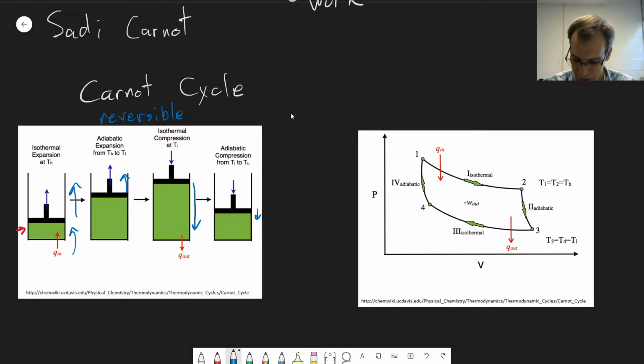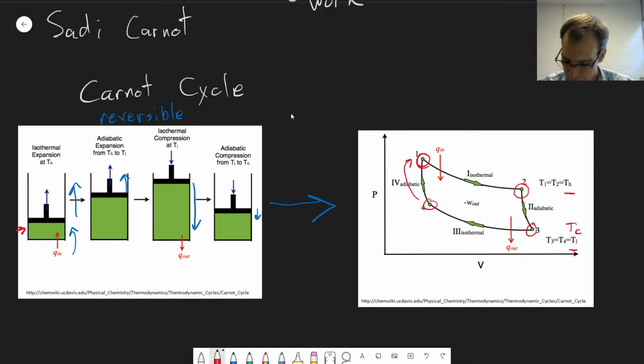What this looks like on a PV diagram is that we start at state 1 here. We follow an isotherm to state 2. That's our isothermal expansion. Then we have an adiabatic expansion down to the lower temperature. Then we have an isothermal compression, and then we go back to our original volume with the adiabatic compression at the end. So this is our overall cycle. Between 1 and 2, we have things at the hot temperature, and 3 and 4 are at TC, or TL, the low temperature.